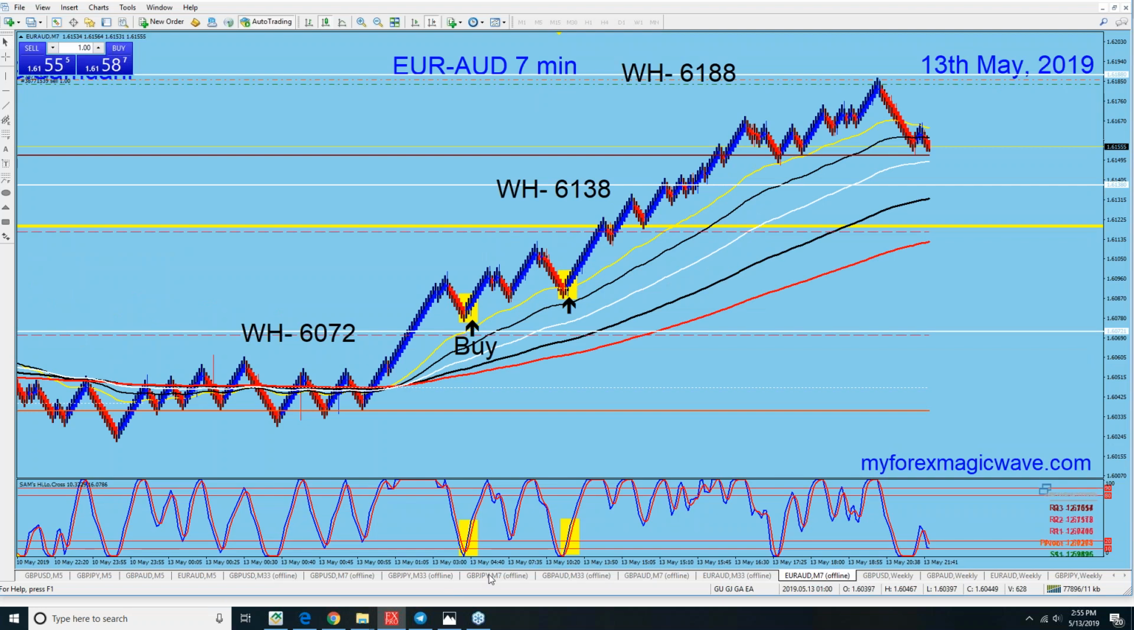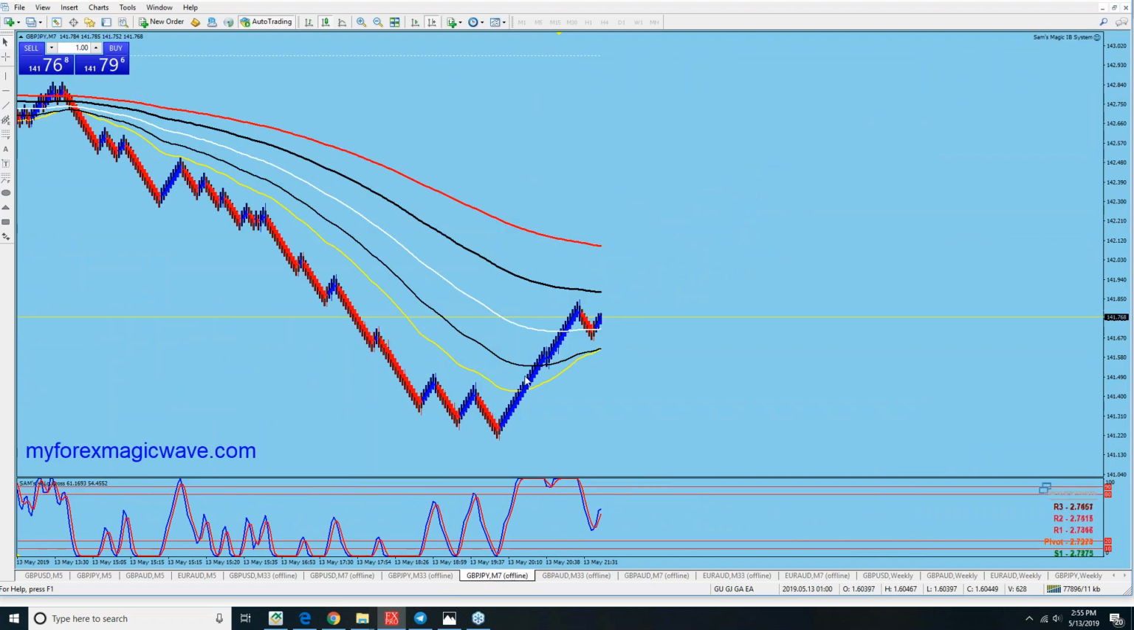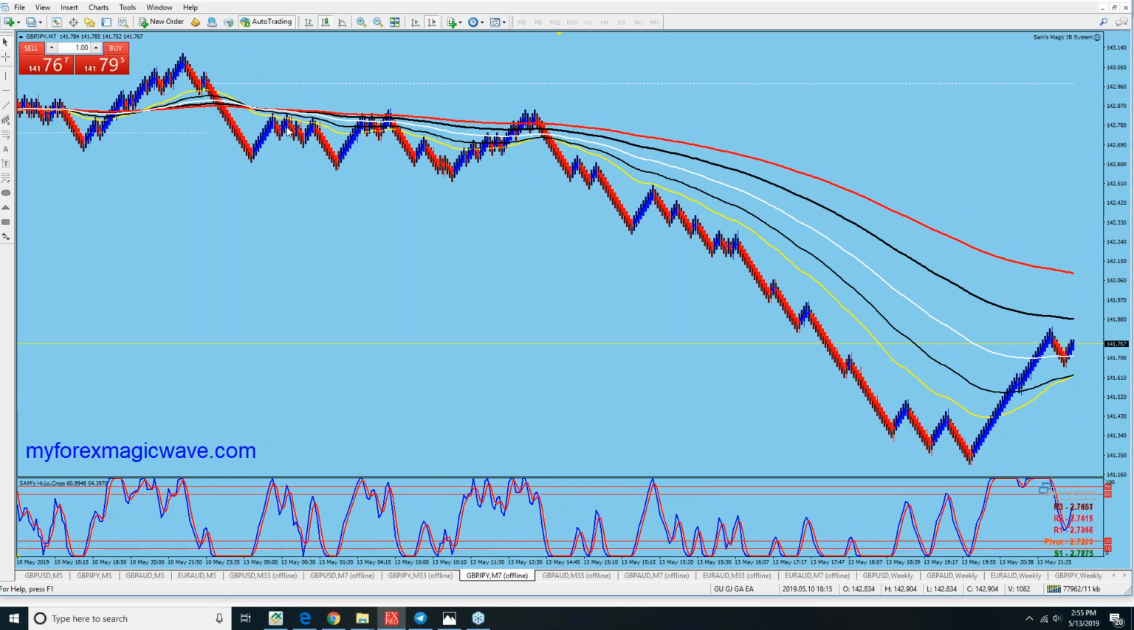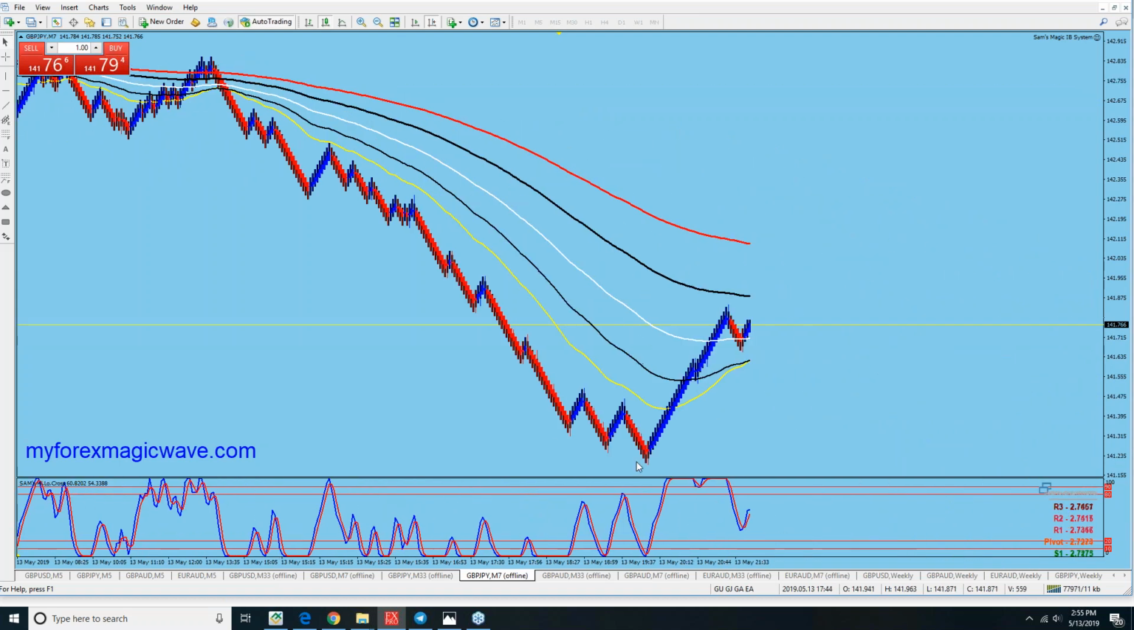Where it happened, I didn't take it, but it happened on pound yen. Look, this is the pound yen. The price was here, slowly came down. This is a short entry, short entry, short entry, short entry, gone. That's it. And now it's bouncing, right? But it dropped pretty far, you can see how many pips.